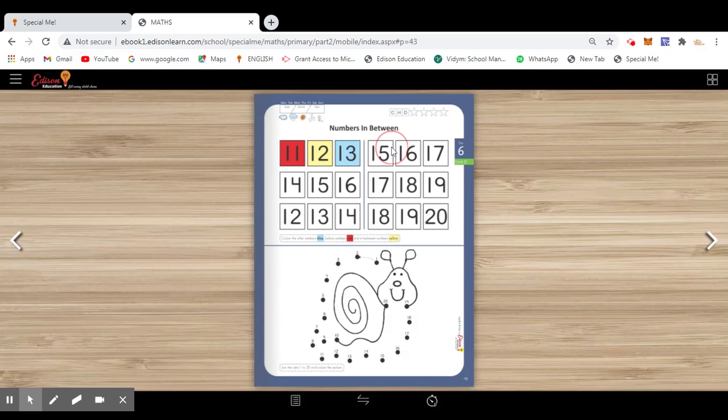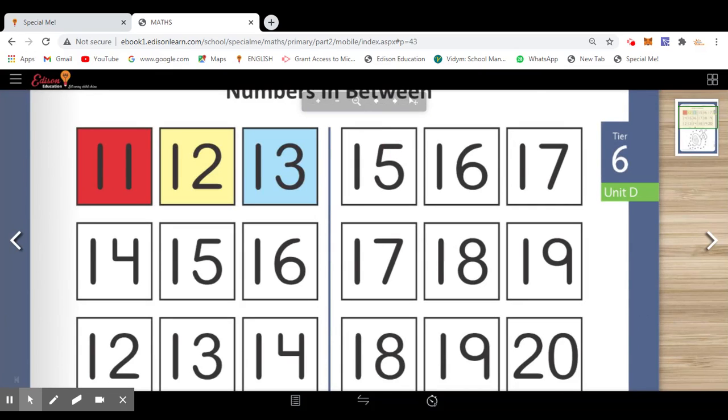So now students, look at here. Today we are going to revise numbers in between. What comes before, what comes after, and what comes in between, right?